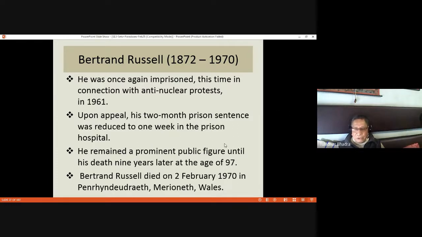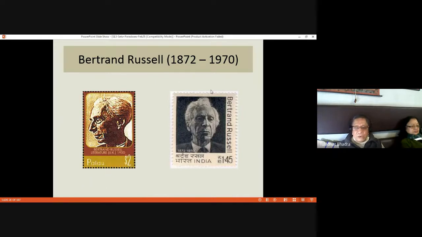Bertrand Russell died on 2 February 1970 in Penrhyndeudraeth, Merionethshire, Wales. So there are some postal stamps related to Bertrand Russell. This is an Indian stamp.